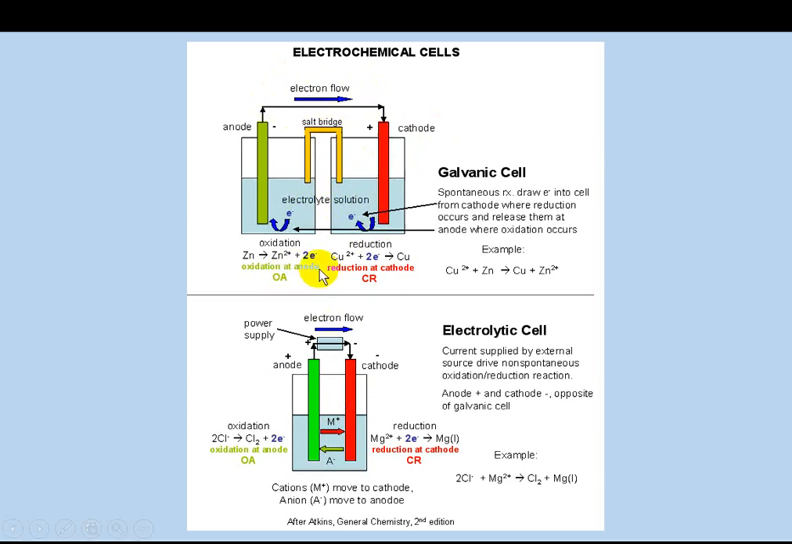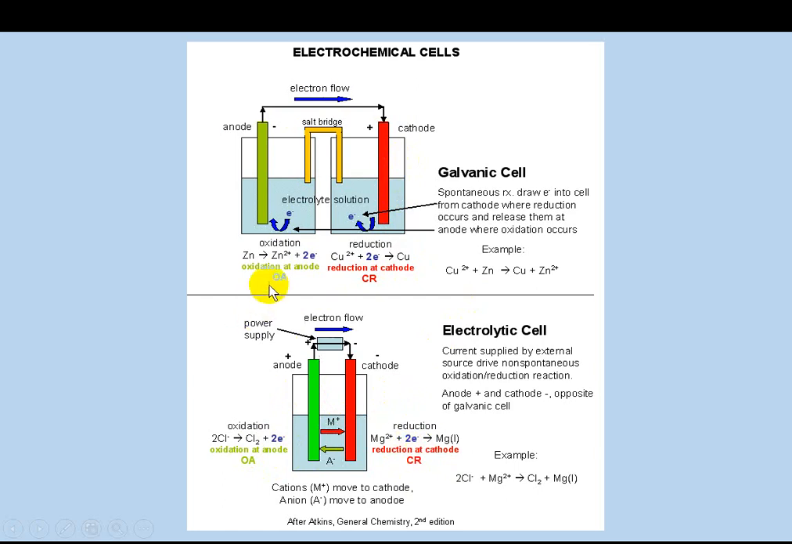Electrolyte. Here, an oxidation reaction occurs at the anode. This is the loss of electrons. Oxidation reaction occurs at the anode. A reduction reaction occurs at the cathode. Here, oxidation reaction occurs at the anode, and reduction reaction occurs at the cathode.